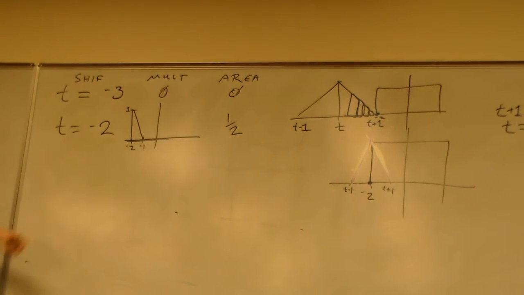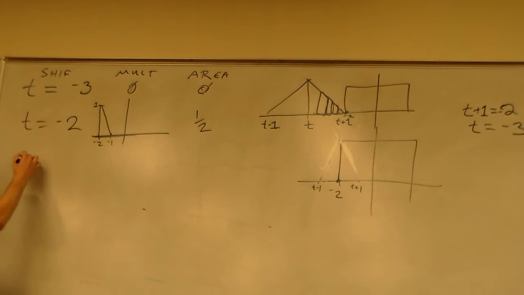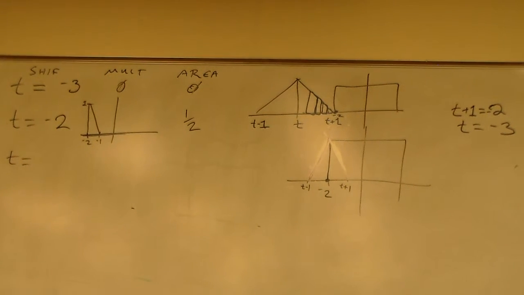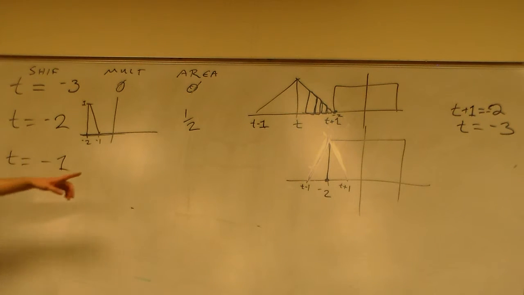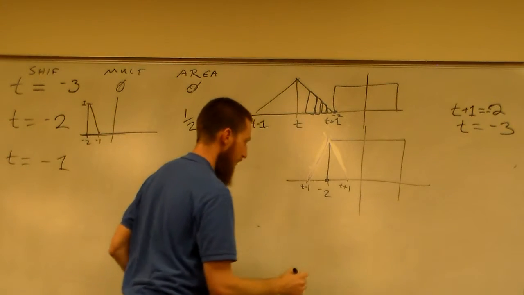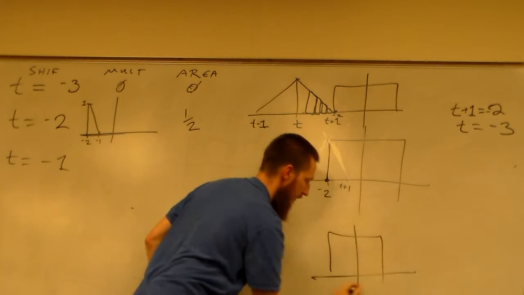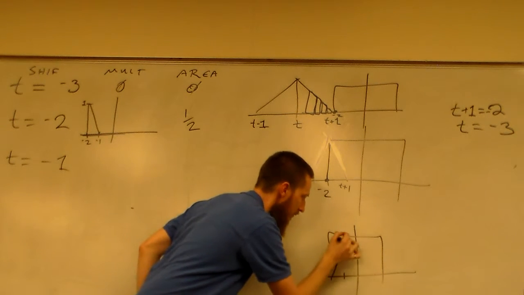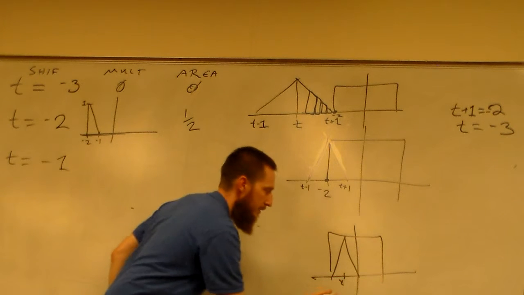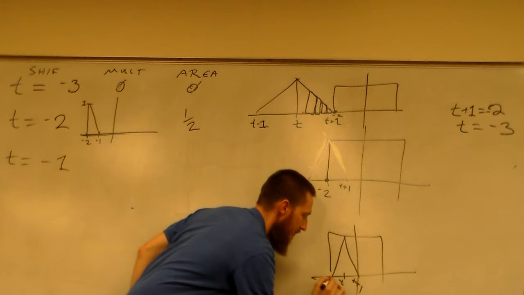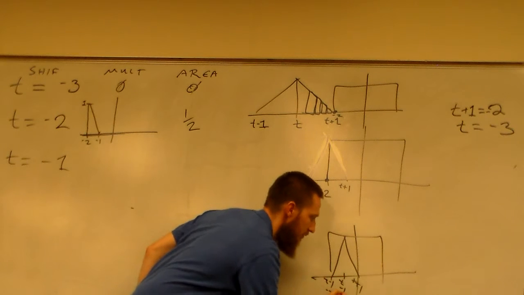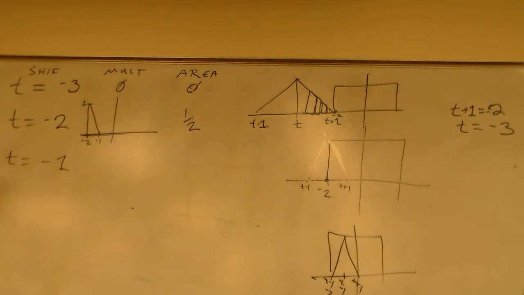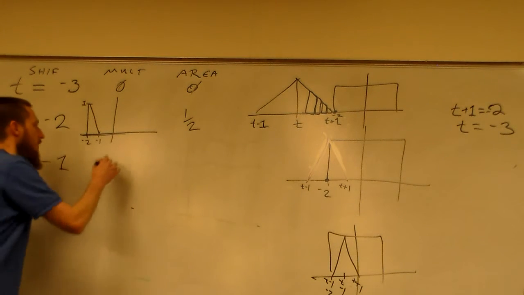All right, so let's continue our table. What's the next value we should do? And there's no wrong answer. You just pick a value, put it down. -1. Great. So let's draw another picture at t equal to -1. At -1, our triangle is going to sit here, and again, this is t. This is t plus 1, this is t minus 1, and this is -1, this is -2. Now what does the multiplication look like of those two waveforms? Triangle.